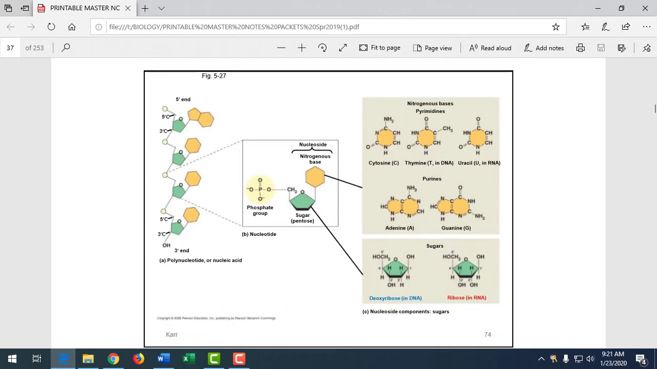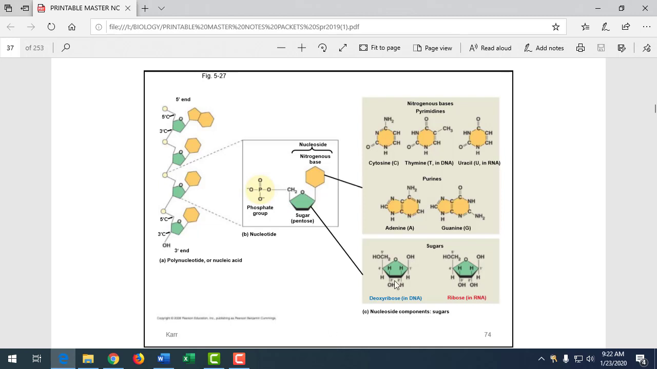So the repeating unit is a nucleotide. That's what this is. It's a 3-part unit: a phosphate, a sugar, and a nitrogen base. That's what makes up the nucleic acid. This is an example of a single strand, like RNA. We have a phosphate, sugar, phosphate, sugar, phosphate, sugar, running down this main strand with nitrogen bases directed off of that.